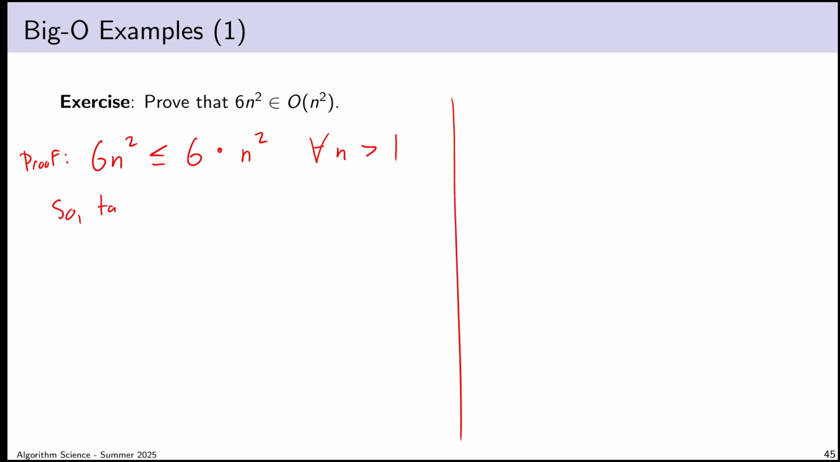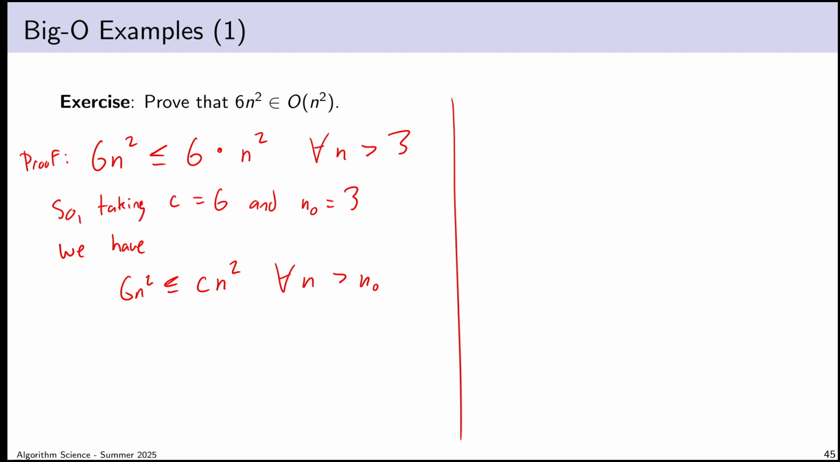So taking c equals 6 and n naught equals, for the sake of variety, let's do 3, because I'm allowed to use any value for n naught that I want, as long as it meets the criteria. N naught equals 3. We have 6n squared is less than or equal to c times n squared for all n greater than n naught. And therefore, that implies that 6n squared is big O of n squared.